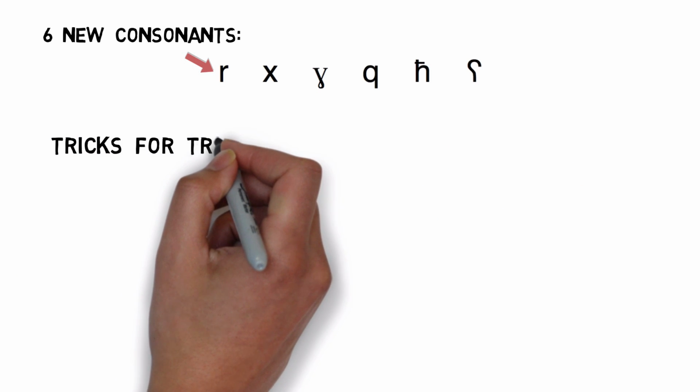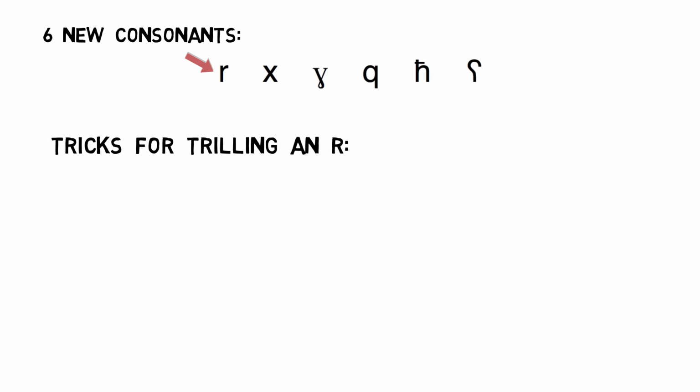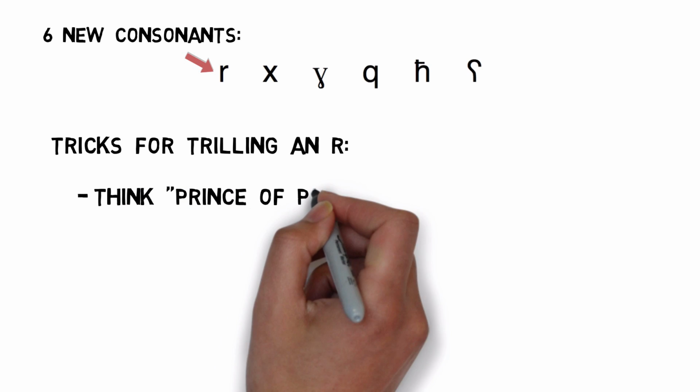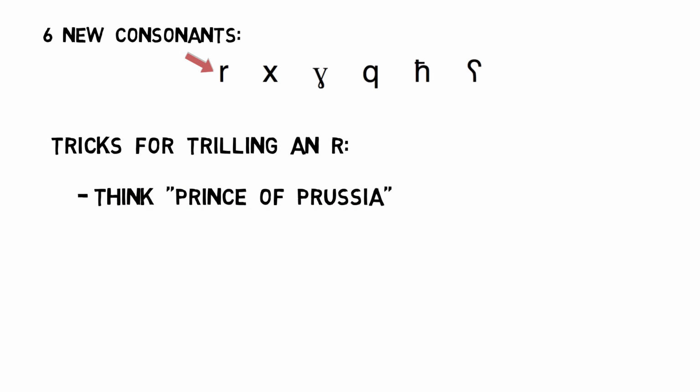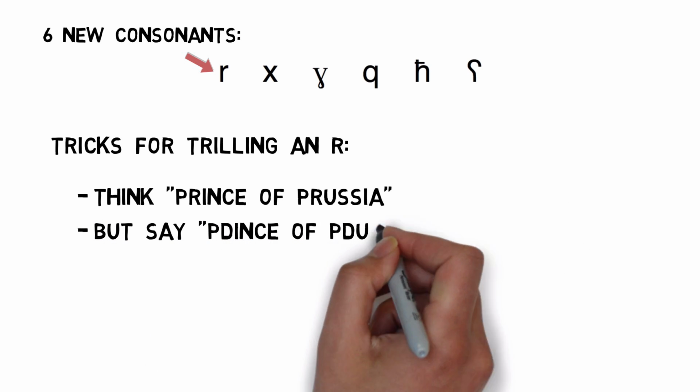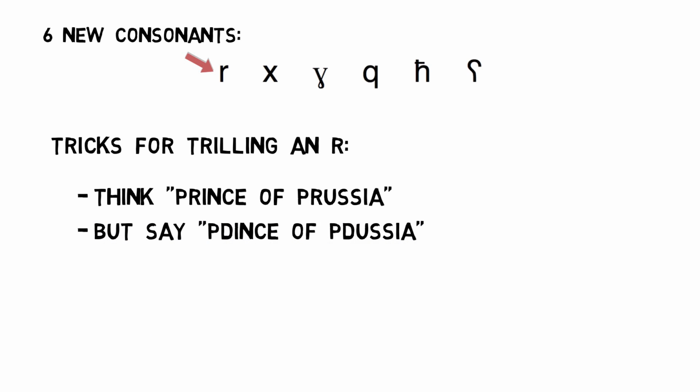There are a lot of tricks to producing this consonant, which you can find all over YouTube. The best one I've heard so far for pronouncing this consonant is to think the phrase Prince of Prussia while you are saying Prince of Prussia. You replace all those R's with D's. And then you kind of play around until your tongue starts to cooperate. Prince of Prussia, Prince of Prussia, Prince of Prussia. And this can take weeks or even months. This thing can honestly be a bit of a pain to get right.